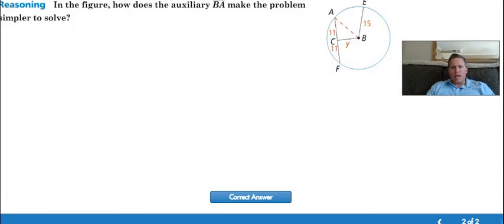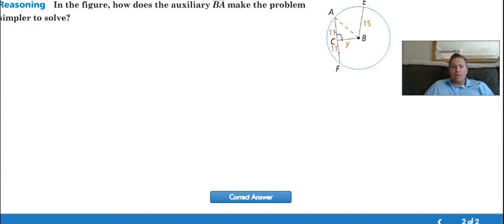All right, and then the last problem that we have right here in the figure: how does the auxiliary AB make the problem simpler? Well, I see that this AB right here creates a triangle. And if I see that this chord right here is 11 and 11, well, I know that because it bisected right there, and remember, anytime it bisects, it's going to create a 90-degree angle. So there's a right triangle. I know a lot about a right triangle.